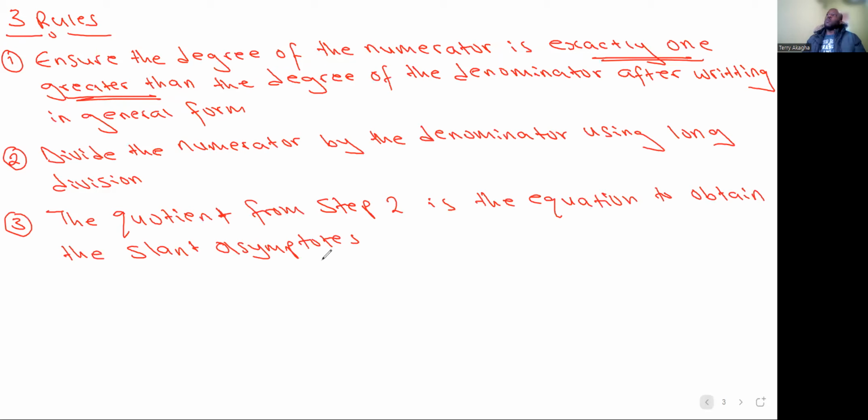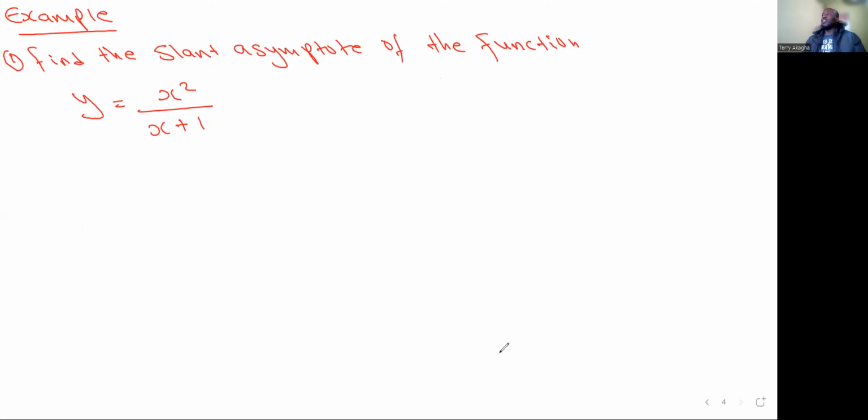So first thing first, step 1, we need to ensure that the degree of the numerator is exactly 1 greater than the degree of the denominator after writing in general form, okay? So you have to write this in general form. From this, it's already in general form. So y is equal to x squared over x plus 1. Now let's see, what is the degree of the numerator? Degree of the numerator is 2. What is the degree of the denominator? It is 1. So that means you can see the degree of the numerator is 1 above this.